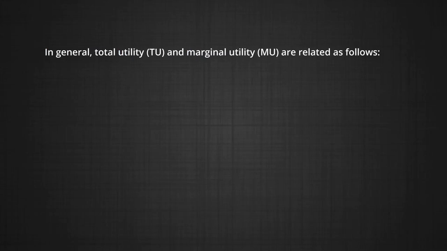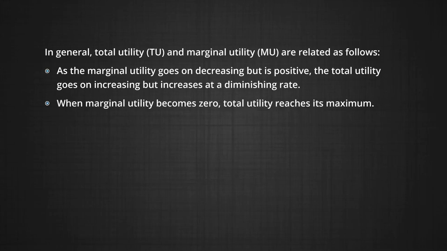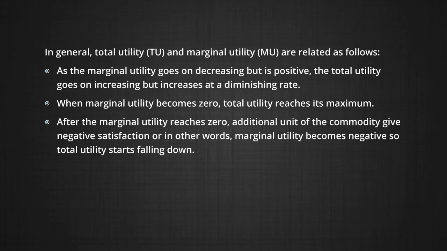In general, total utility and marginal utility are related thus. One, as the marginal utility goes on decreasing, the total utility goes on increasing as long as the marginal utility is positive, but it increases at a diminishing rate. When the marginal utility becomes 0, total utility reaches its maximum. After the marginal utility reaches 0, additional units of the commodity give negative satisfaction. Or, in other words, marginal utility becomes negative, so total utility starts falling down.